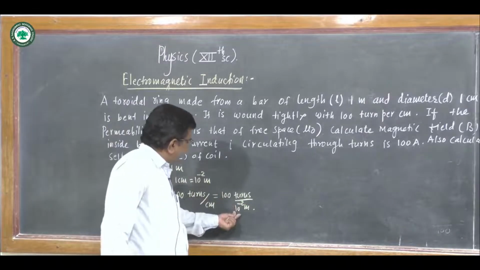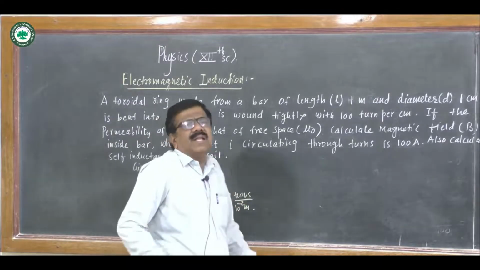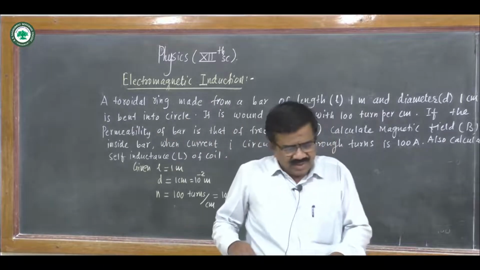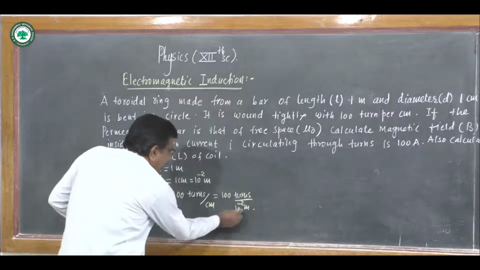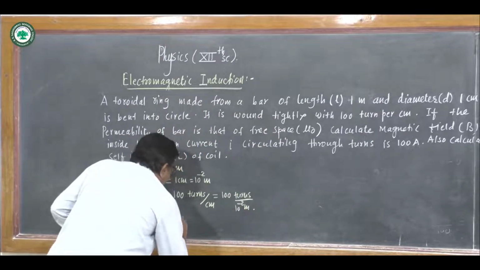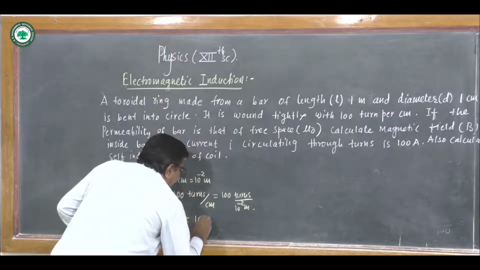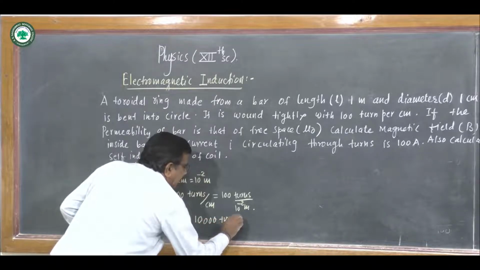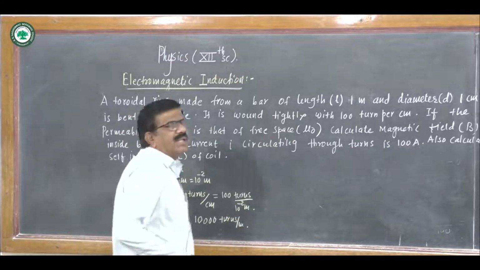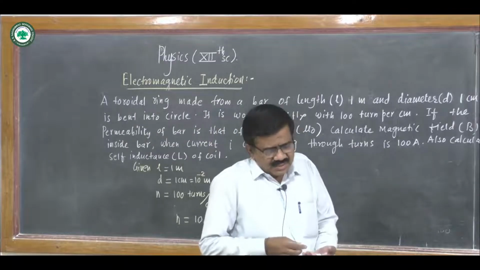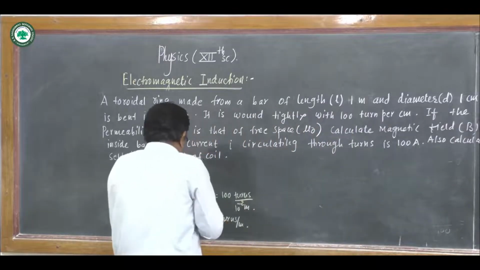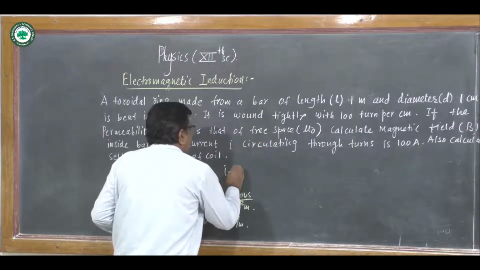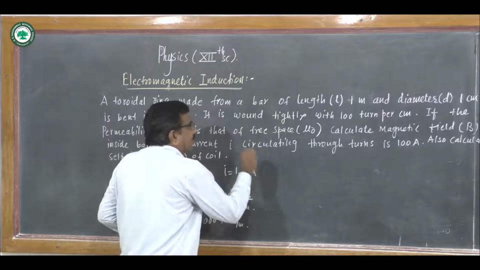This is 100. When this is shifted to the numerator, it becomes 10 raised to 2. So 10,000 turns per meter. Turns per centimeter, we convert into turns per meter, and then I is also given, that is 100 ampere.